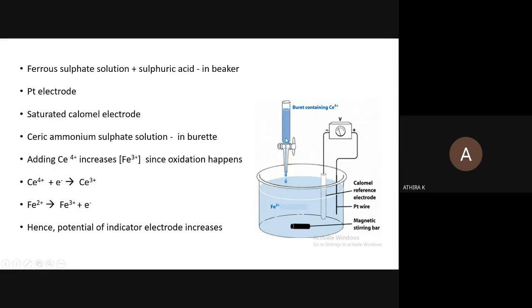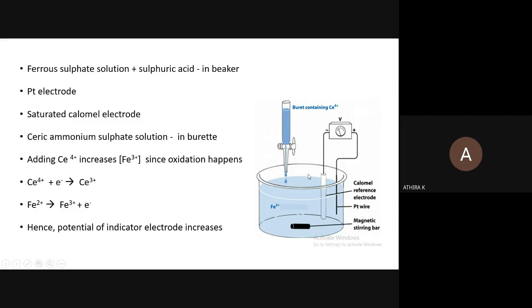Then again adding 1 ml Ce4 plus, we are noting the value on the voltmeter. Similarly, we are repeating the procedure, adding 1 ml and noting the voltmeter reading. Near the end point, we are adding drop wise. Adding 1 drop, then note the value. Again add 1 drop of Ce4 plus. We have to note the value in the voltmeter.